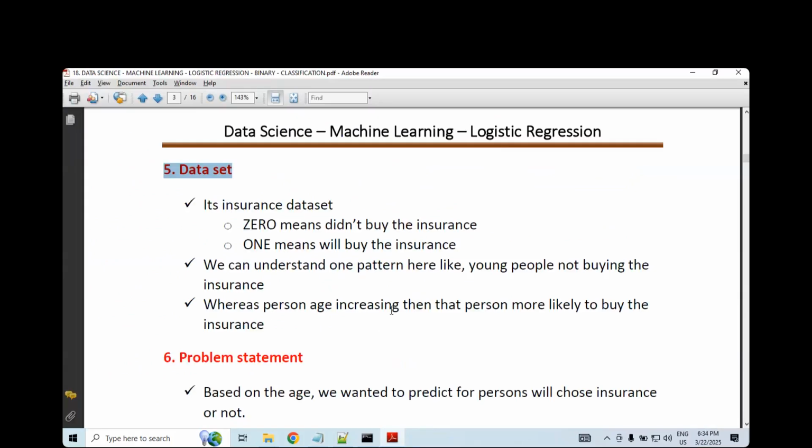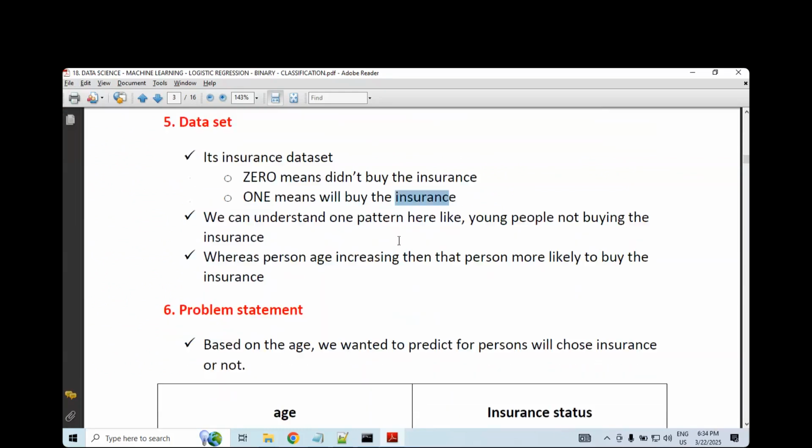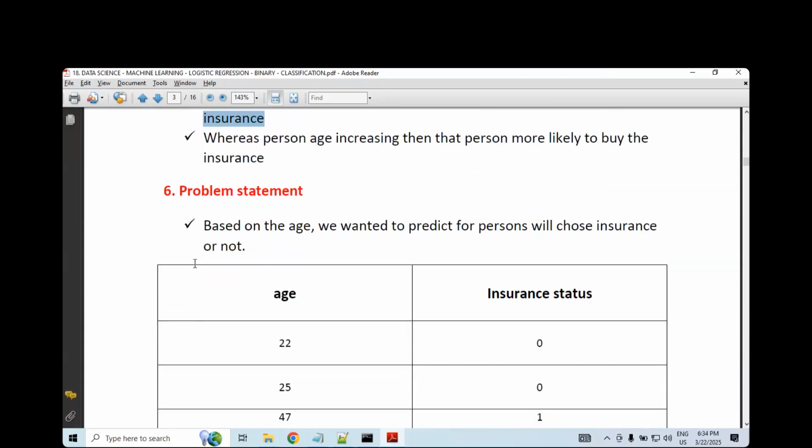Where are we? Yeah, good. It is an insurance data set. Zero means they are not going to take it actually. One means they are going to take it. We can understand one pattern here: young people are not buying in most of the scenarios, whereas as the person's age increases, that person is more likely to buy what exactly, sir? Insurance. Based on age. As of now, I'm taking only one feature. We want to predict whether the person is going to choose insurance or not actually.